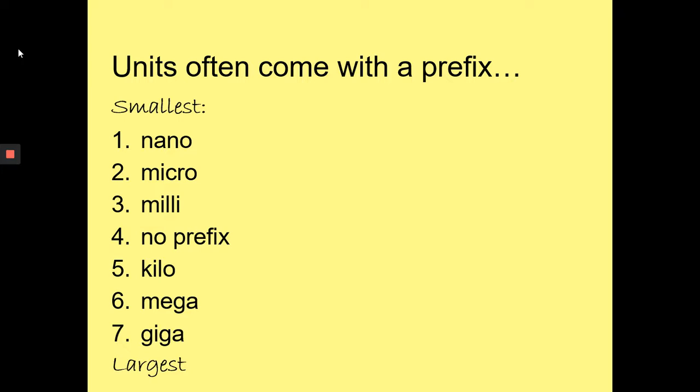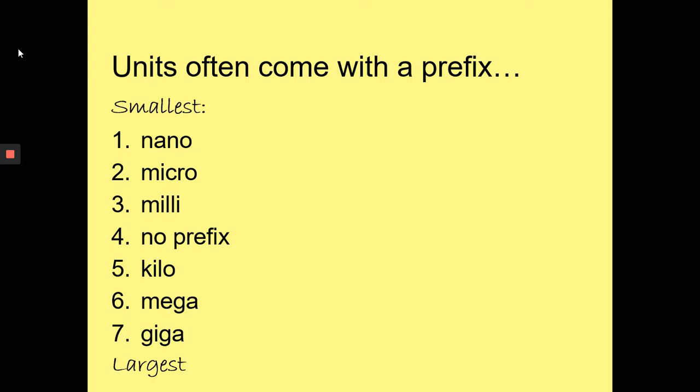You've probably heard of some of these before. So starting with the smallest unit of something, you can have nano, then micro, milli, no prefix at all. I'll explain what that means in a minute. Kilo, mega, and giga. So for example, if we were talking about our meters, you may have heard of a nanometer. You could have a micrometer, a millimeter. The no prefix would be a meter. Then you could have a kilometer, a megameter, or a gigameter.